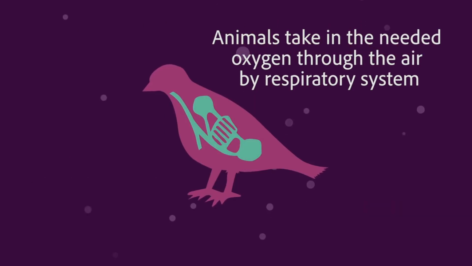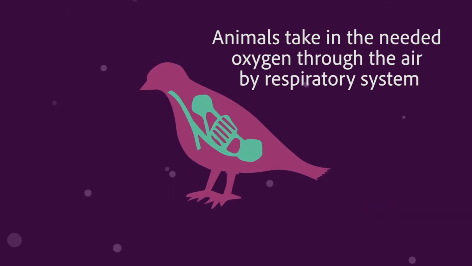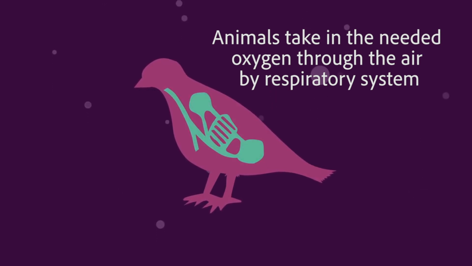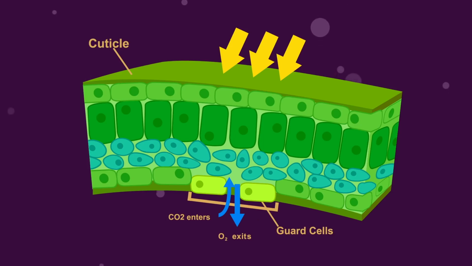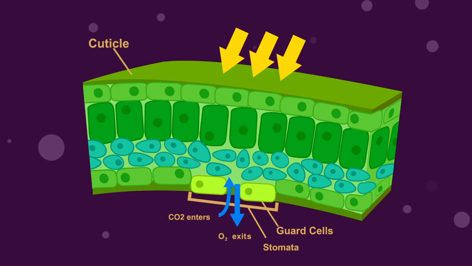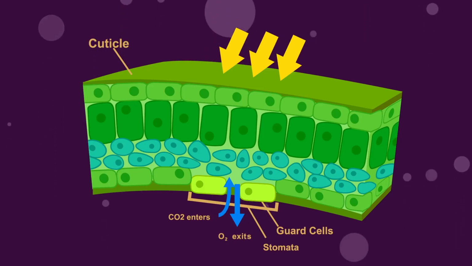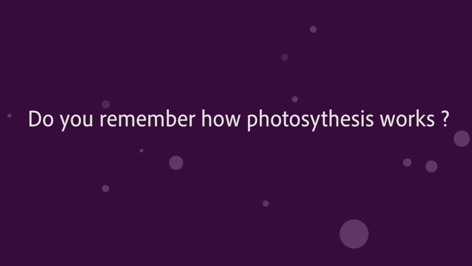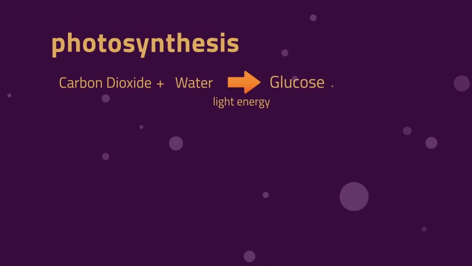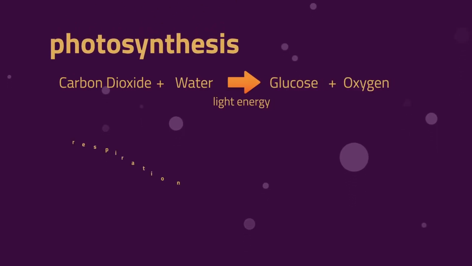Okay, we have learned that animals take in the needed oxygen through air by using our respiratory system organs. Plants take out the oxygen by stomata. Stomata, you know that they are located at the lower part of the leaf. But how do plants take out this oxygen that animals need for aerobic respiration? Do you remember how photosynthesis works? Here I'm showing two different chemical reactions of photosynthesis and respiration.